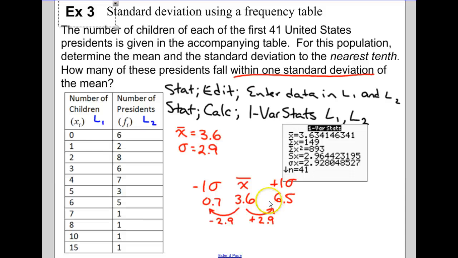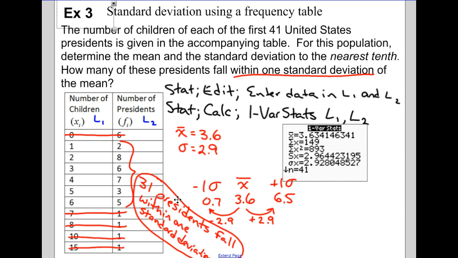So now I just have to look over to the left here in my chart and say how many presidents fell within 0.7 and 6.5. Okay, I've crossed out all the ones that are not, so certainly 0, 7, 8, 9, 10, and 15 are beyond. Those are not within 0.7 to 6.5. So only these numbers right here, and then I just need to add up 2 plus 8 plus 7 plus 6 plus 3 plus 5. Turns out there were 31 presidents that fall within 1 standard deviation of the mean.